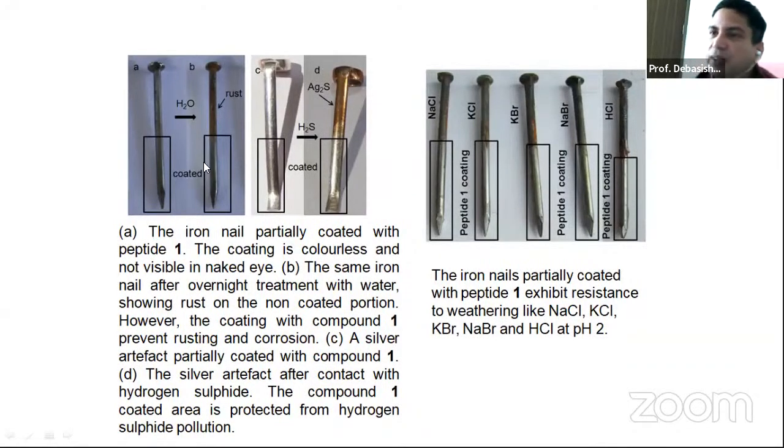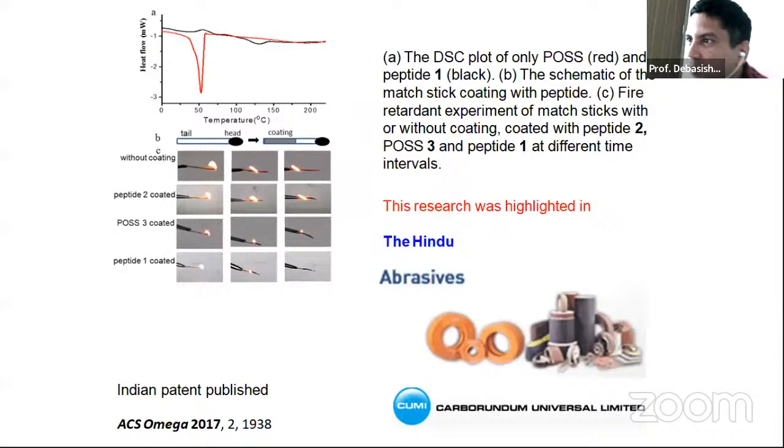And even for that iron nail experiment, we have tried drastic conditions. We put that nail in sodium chloride, potassium chloride, that is the saline water, potassium bromide, even in HCl, and you can see that even in saline water or even in HCl, our hybrid compound is able to protect the metal from corrosion. So this is very interesting for further future application.